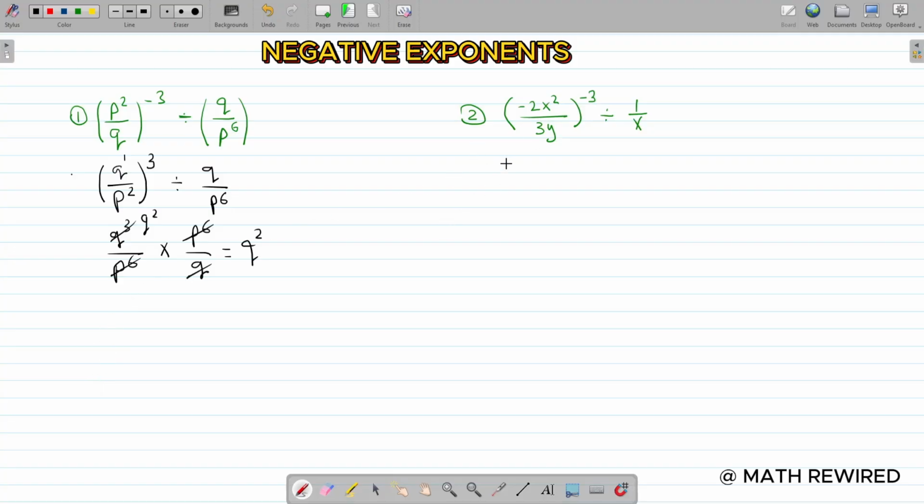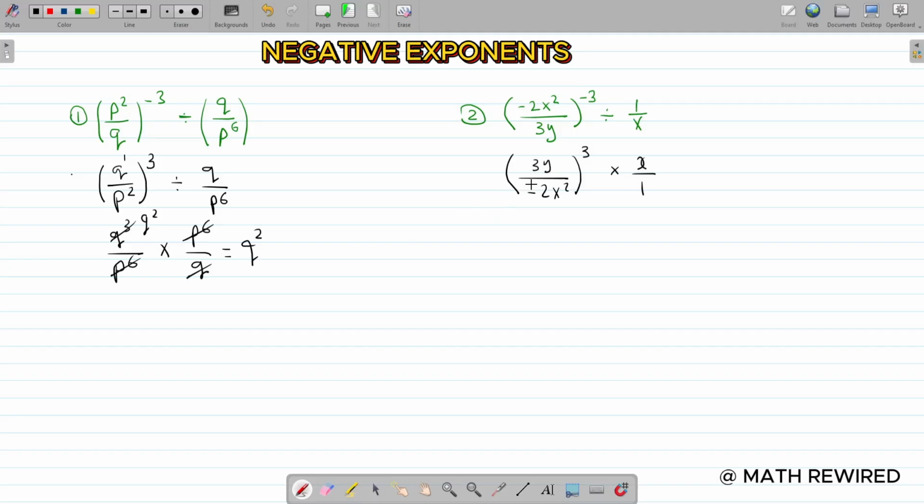How about here? So here we're going to do the same thing that we did here. Flip all of this, make the exponent positive. So we're going to get 3y all over negative 2x squared to the power of positive 3. And we're going to change this division to multiplication right away, and that becomes x over 1 if you wish. Now, we're going to distribute the exponent to all of the exponents inside the brackets.